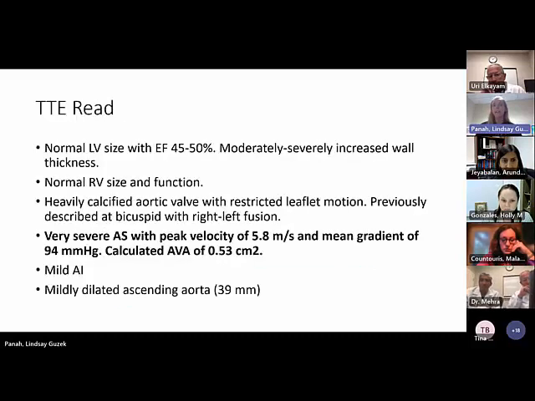The final read on her echo: normal LV size, her EF was noted to be mildly reduced at 45 to 50% with moderate to severely increased wall thickness, normal RV size and function. She had a heavily calcified aortic valve with restricted leaflet motion, but noted to be bicuspid. She had very severe aortic stenosis with a peak velocity of 5.8 and a mean gradient of 94 millimeters of mercury. Her calculated aortic valve area was 0.53. She had mild AI and a mildly dilated ascending aorta at 39 millimeters.